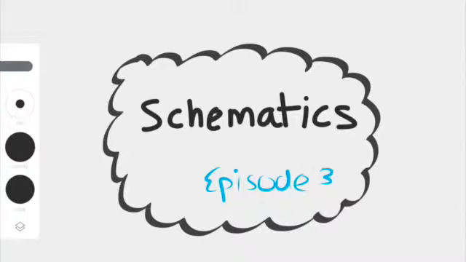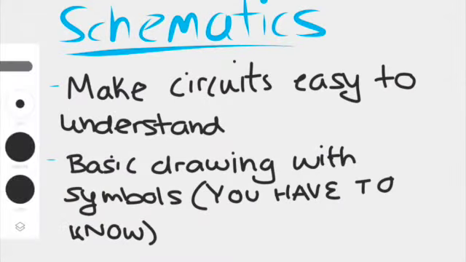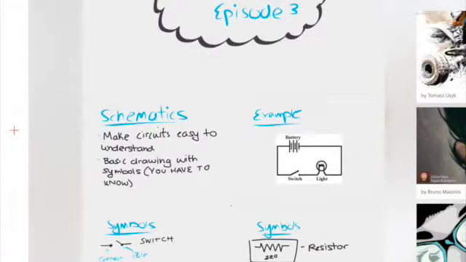Alright, so let's start with the definition of schematics. As I have written down here, schematics make circuits easier to understand. Basically, schematics are basic drawings with symbols, and you're going to have to memorize the symbols as we progress through the video. While schematics are basic drawings, they have a very important nature in the world of electronics. Essentially they are diagrams of circuits that make the circuit easier to understand and easier to build or find places to replace. So I'm going to show you an example that I have here.